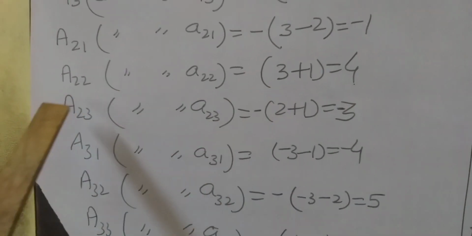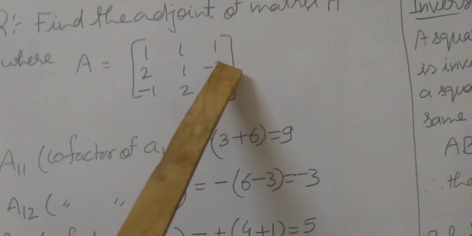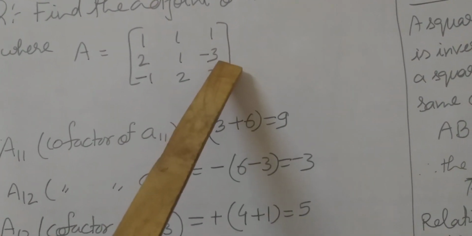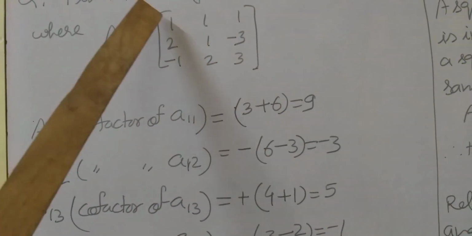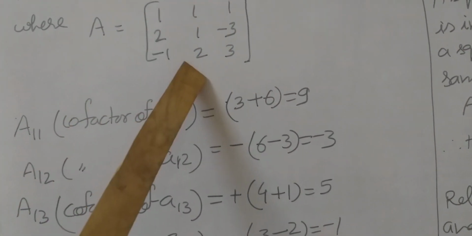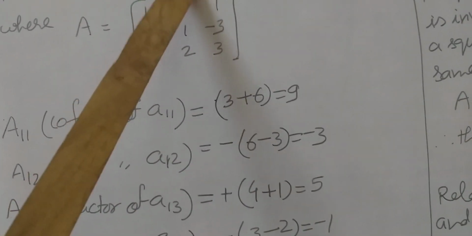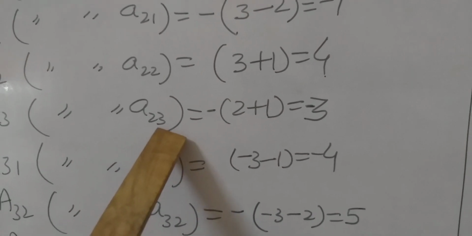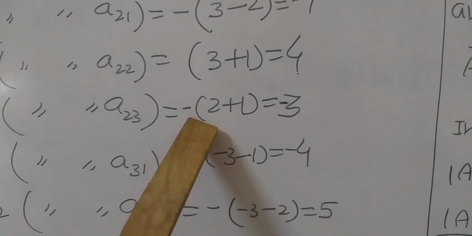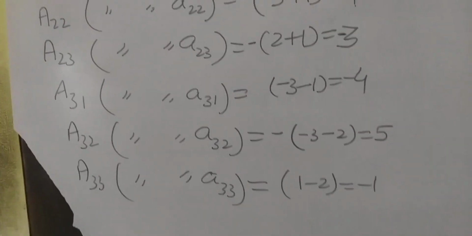Answer 4. Now A23, the cofactor of A23, this value. Its column and its row will be deleted. The left values are 1 -1 1 2. Find out its determinant. 2 times 1 is 2 plus 1. 2 plus 3, this is an odd place, so we have to put a minus sign. 3. The answer is -3.